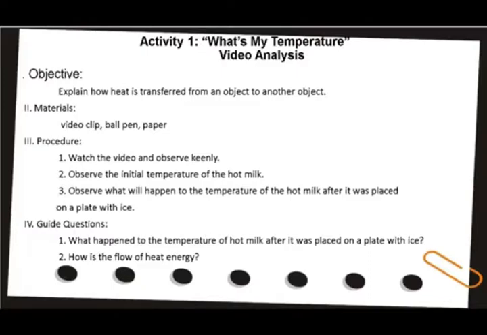Try to perform this activity, a video analysis entitled "What's My Temperature?" In this activity, your objective is to explain how heat is transferred from an object to another object. Your materials: a video clip, ball pen, and a piece of paper. What are the things you need to do?